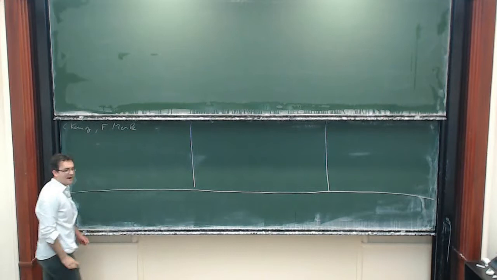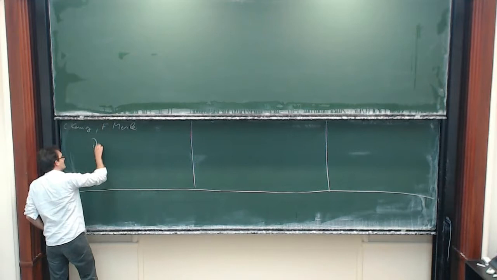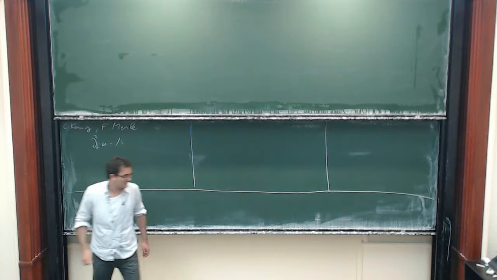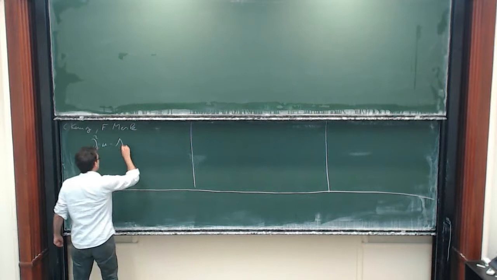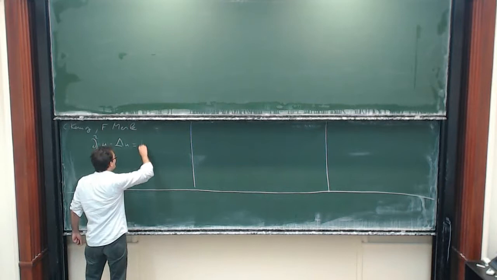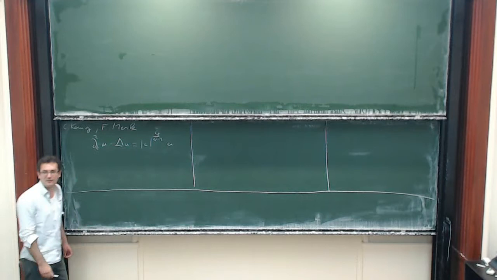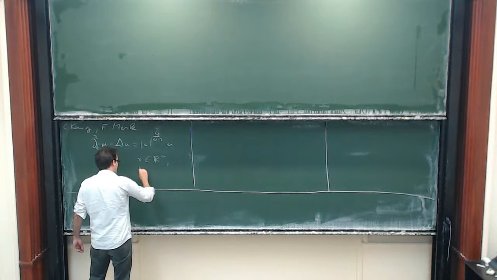I gave a general title, but it's going to be more about the energy critical wave equation. Sorry, I have trouble with my chalk. So this is almost the equation of the talk, with an energy critical nonlinearity, where x is in R^n and t is the real variable.